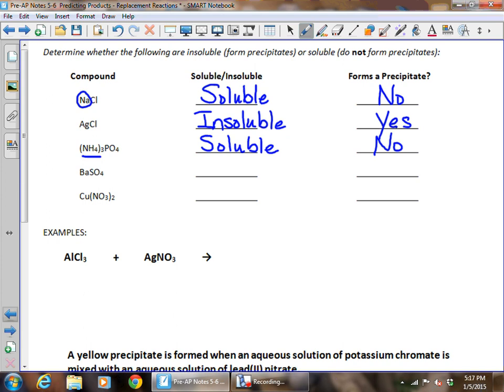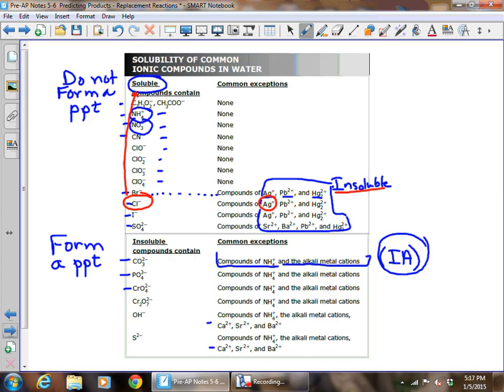Barium sulfate. Check the solubility chart. Does it have one of our common solubles, ammonium or nitrate or any of those? Look at our solubility chart. It does not have any of those. Barium is not a group 1A element, so either barium or sulfate should show up somewhere on here, and it does. Here's sulfate. Sulfate's in the soluble list.